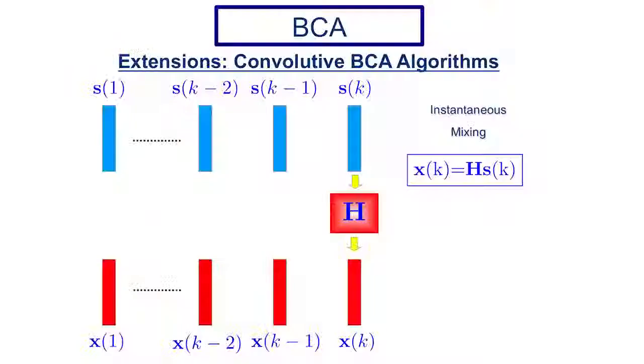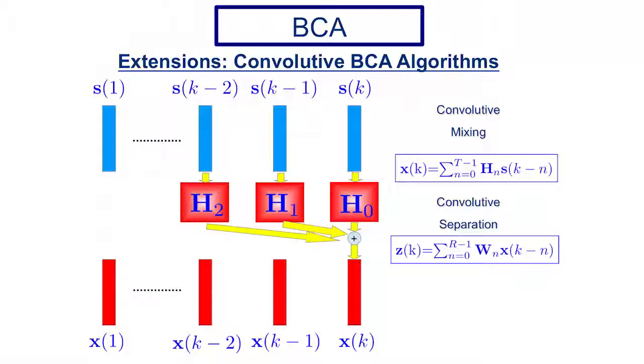Finally, I have limited time, so let me look at the extensions. In the examples I showed you, the mixtures at time k were linear combinations of sources at time k. This is called the instantaneous setup. But there is also a convolutive problem, where the mixtures are linear combinations of not only sources at time k, but also at previous times. So it's space-time mixing, where the mixtures are obtained through convolution, and we try to obtain our original sources also through convolutive mixing.